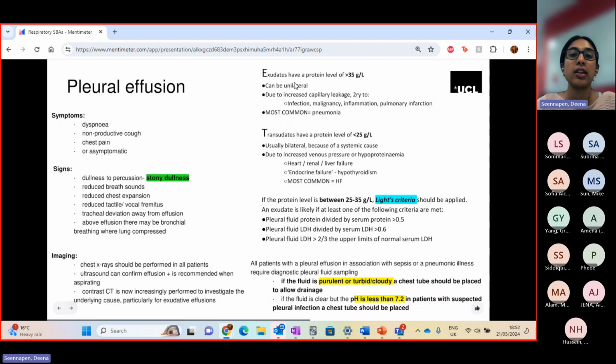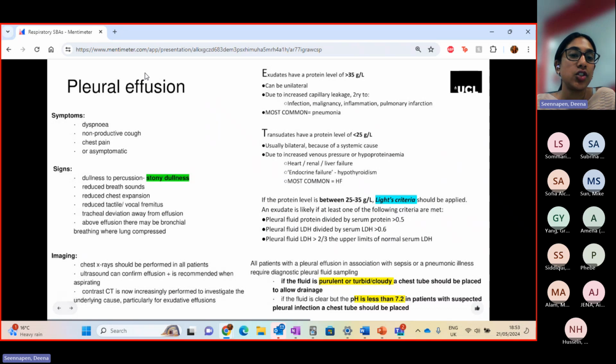So remembering the cutoffs and the reason behind an exudate or a transudate, and then working out which one is there. Those questions are always such that there'll only be one exudate or one transudate option, and that's the answer, but you just need to know which ones are which.